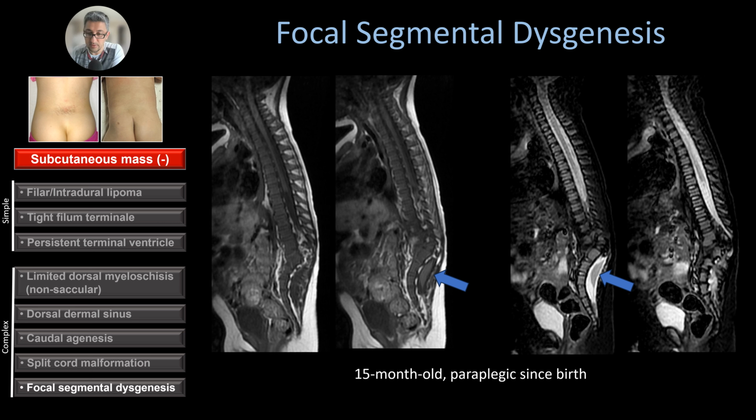Typically, we see the distal cord larger than the proximal cord. So although it's cut, it's disrupted, it appears thicker. This is very severe and the patients are usually paraplegic since birth, as in this case we did the MRI at the age of 15 months and the patient was paraplegic since birth.